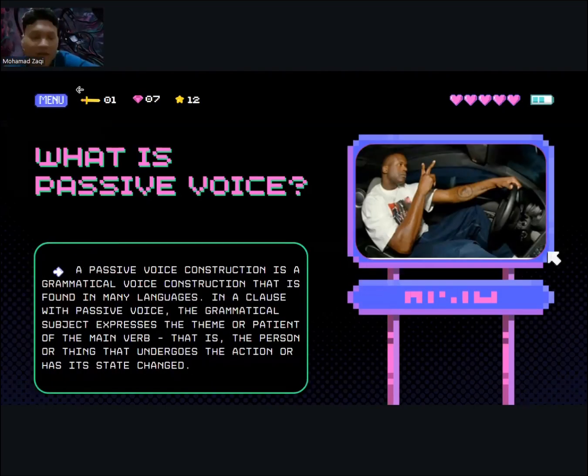What is passive voice? Passive voice is a grammatical voice construction that is found in many languages, such as English, of course. In a clause with passive voice, the grammatical subject expresses the theme or patient of the main verb. That is like the person or the thing that undergoes the action or has its state changed.